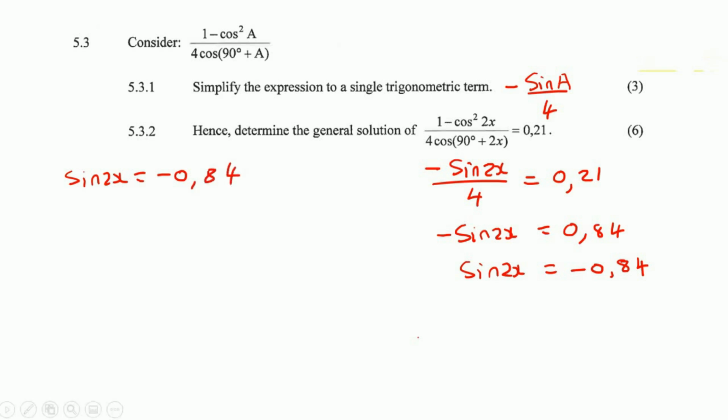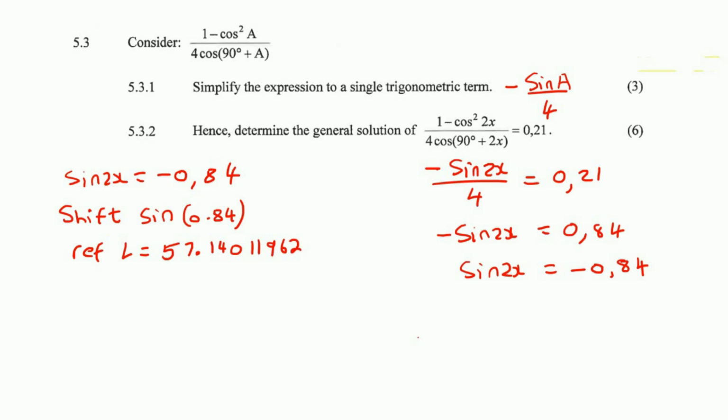Now this becomes a fairly basic question. We need to get the reference angle, but you don't put the negative on the calculator, guys. So you just say shift sin of 0.84, for those of you using a Casio, which is most of you, just to get our reference angle. The reference angle will be 57.14. I'm not going to round off until the end.